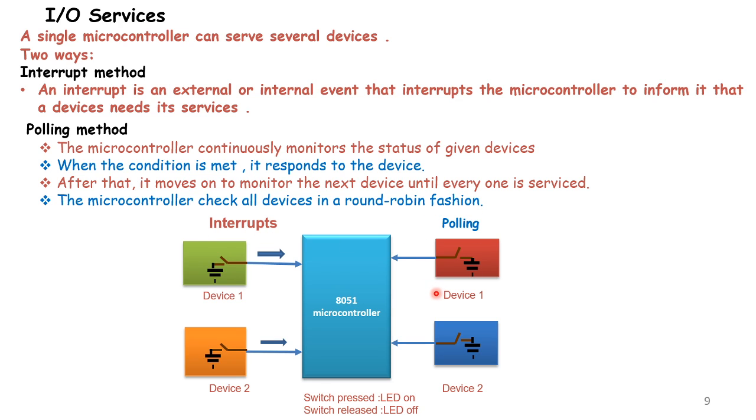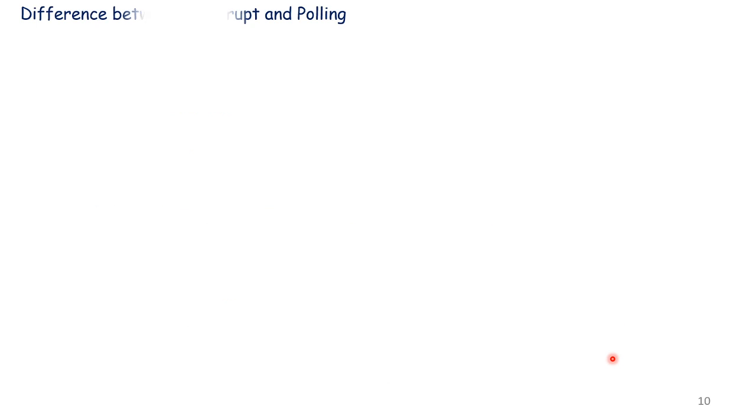In the polling method, there is continuous monitoring, checking whether this device wants the service. That type of method we name as polling. In the polling method, the microcontroller is continuously monitoring, continuously engaged. Now this is about your interrupt methods and polling methods, that is, input output services.